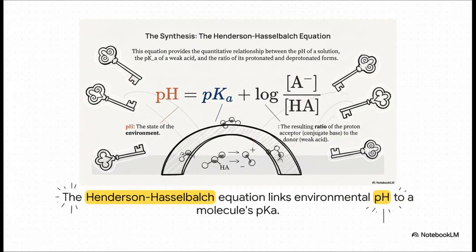The answer is this absolutely beautiful relationship, the Henderson-Hasselbalch equation. This thing is the master key, the biochemist's secret superpower. It directly connects the pH of the environment to the pKa of the molecule, and that lets us predict the exact ratio of the two forms of that molecule. It is the bridge between the outside world and a molecule's internal state.